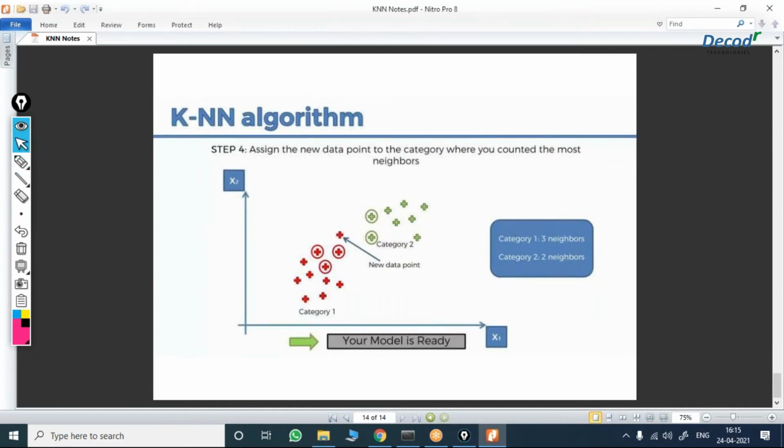That's it. The KNN algorithm is completed. It is a very easy algorithm. It is identifying the nearest values and allotting the point. Any questions on the KNN algorithm?